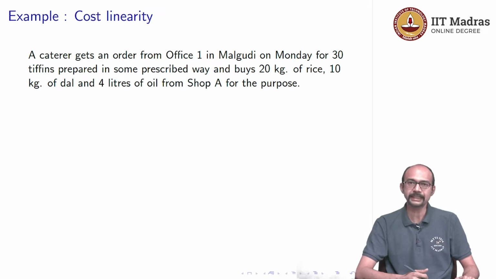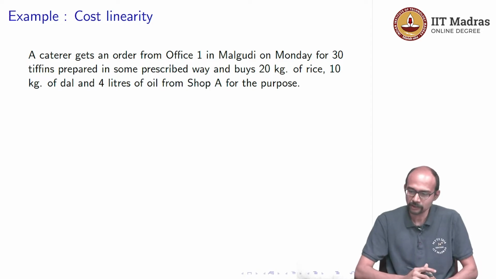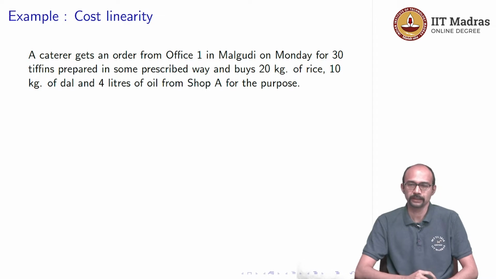So, let us talk about cost linearity. Okay. So, this is what was hidden in that statement about it being a linear function. A caterer gets an order from office 1 in Malgudi on Monday for 30 tiffins prepared in some prescribed way. Maybe they want just rice and dal prepared separately and with more oil. Okay. So, for office 1 they want 30 tiffins. The caterer estimates that they will need 20 kgs of rice, 10 kgs of dal and 4 liters of oil, and they go to shop A to buy these. Okay, this is for office 1 in Malgudi.